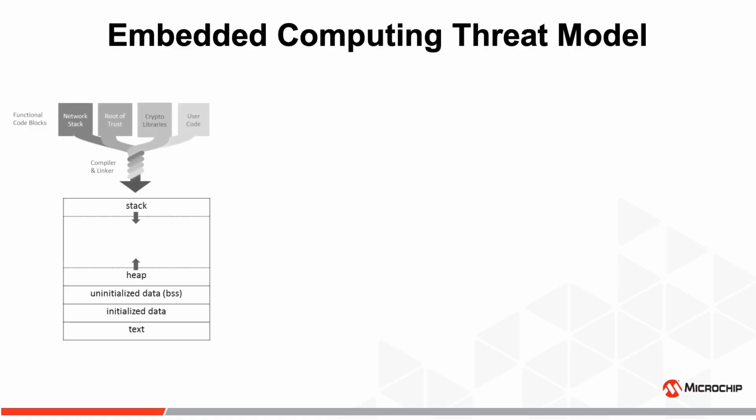So this is the way we see the embedded computing threat model. It's really a system where sharing is the norm. And typically, if you have connected devices, and that's what you see on the left side of the slide, you will have different functional blocks. And at the hardware layer, these blocks get merged, fused into one single application. And because the application is monolithic, all of these key functional components share the very same resources.